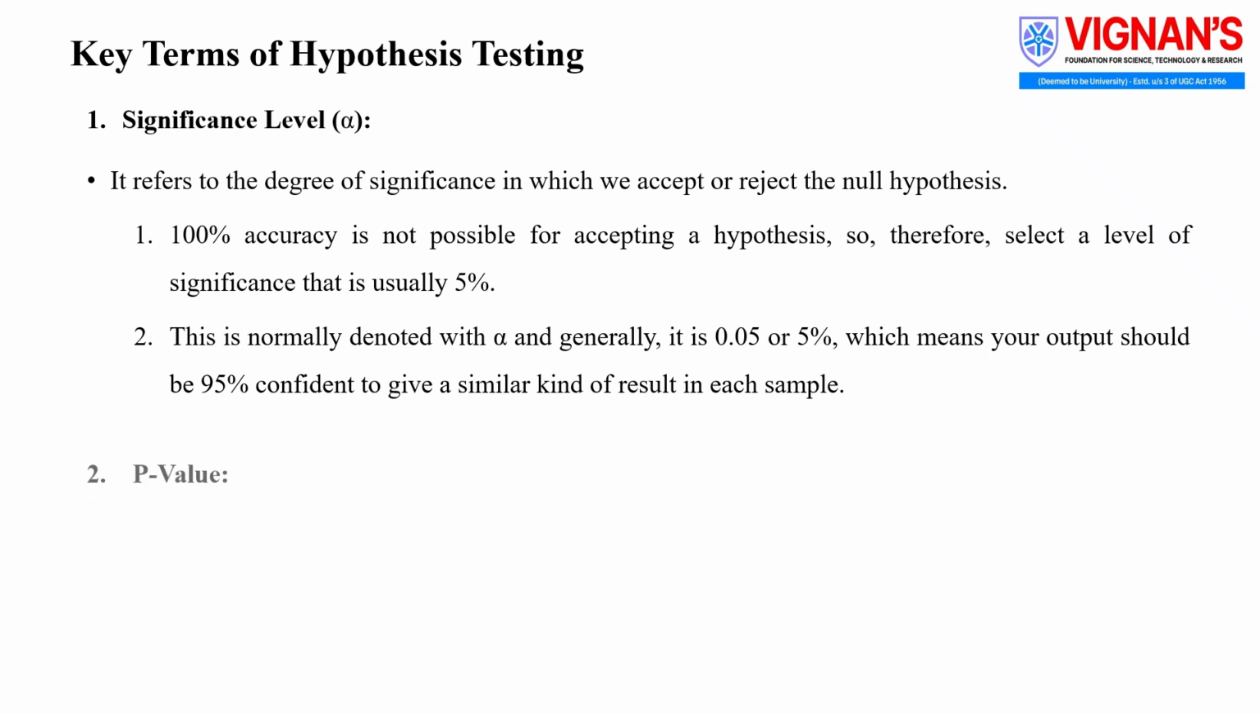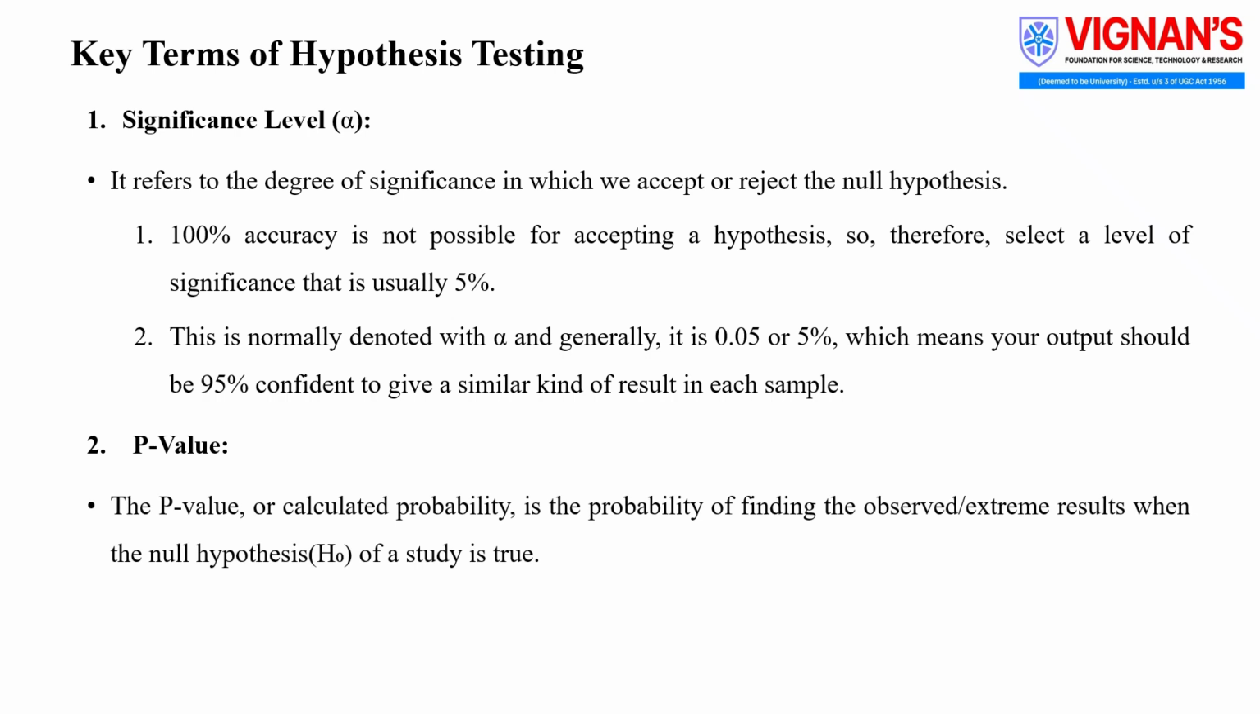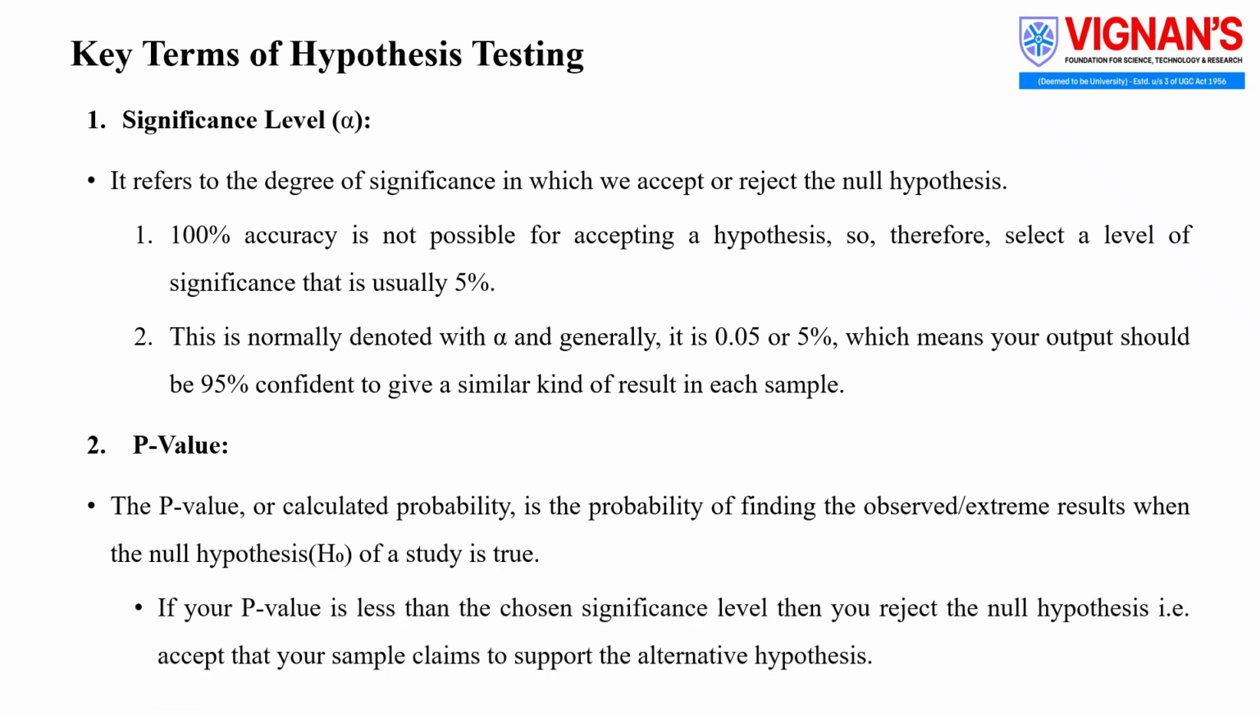Next, we look at the p-value. The p-value, or calculated probability, measures the likelihood of observing the given results, or more extreme results, if the null hypothesis is actually true. In simple words, it tells us how strong the evidence is against the null hypothesis. If the p-value is less than the chosen significance level, we reject the null hypothesis. This means that the sample data provides enough evidence to support the alternative hypothesis.